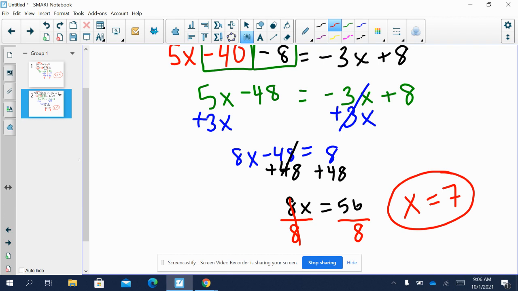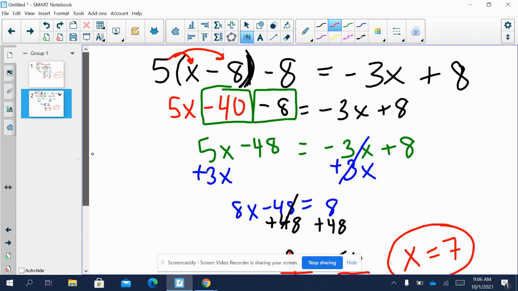Now again, make sure you check your work in the original problem. So wherever I see an x, I'll replace it with a 7. So in my calculator, I would do 5 parentheses 7 minus 8, close parentheses, minus 8. Now in the parentheses, 7 minus 8 is a negative 1. And so 5 times negative 1 is negative 5. And negative 5 take away 8 is, I believe, negative 13.